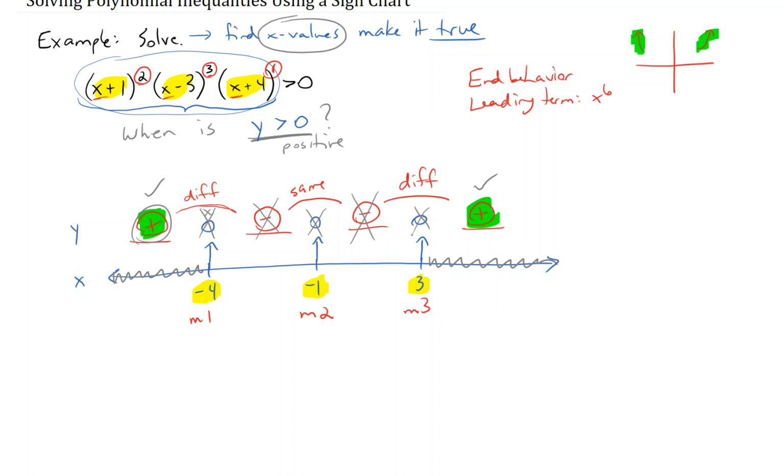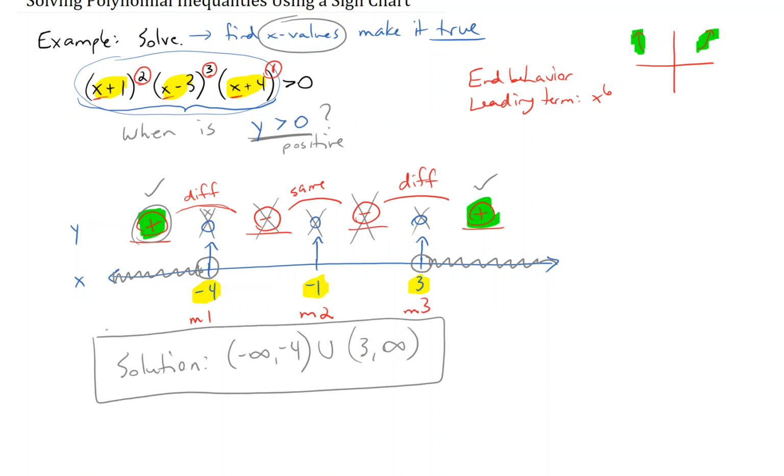So y is positive to the left of negative 4 and not including negative 4. And then y is positive to the right of 3 but not including 3. So the answer to the inequality, the solution to the inequality, is negative infinity to negative 4, not including it, union 3 to infinity, not including 3. So that's the solution to the inequality. All the x values in those intervals make this inequality true.